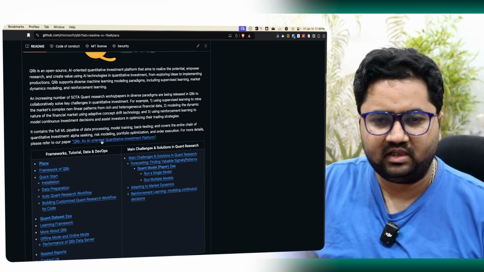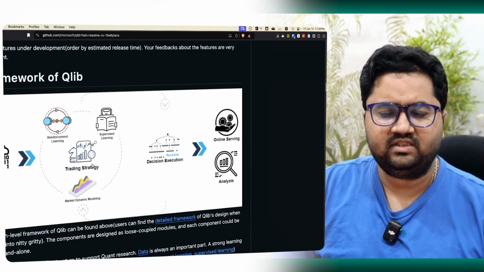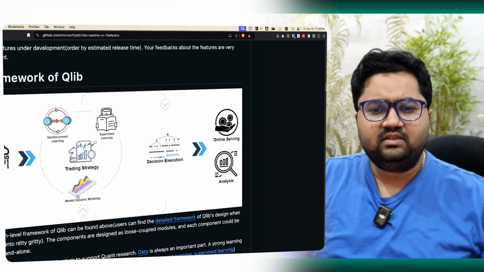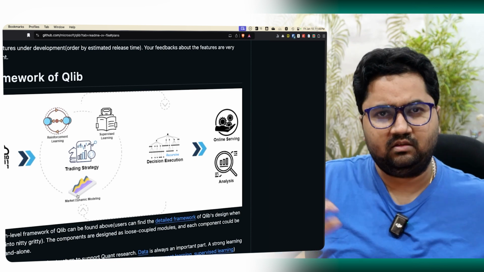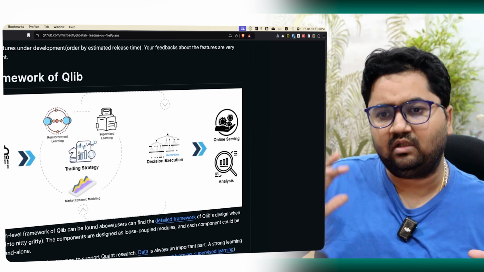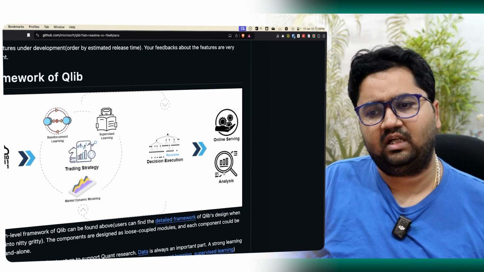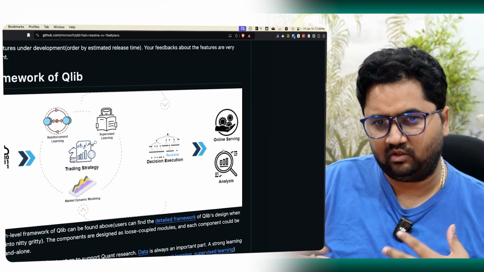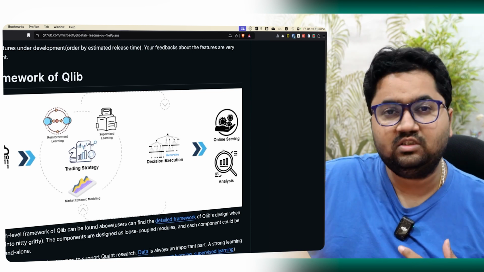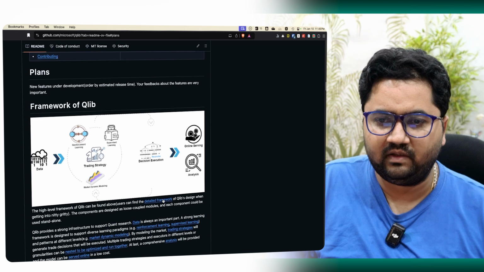This library, again, as we showed, is based on this, and this is the overall framework. For instance, there's data coming in, there's a market modeling framework, you have a trading strategy, you have reinforcement learning and supervised learning, recursive decision execution, and analysis and online serving. Online serving means you can consume the results, etc.